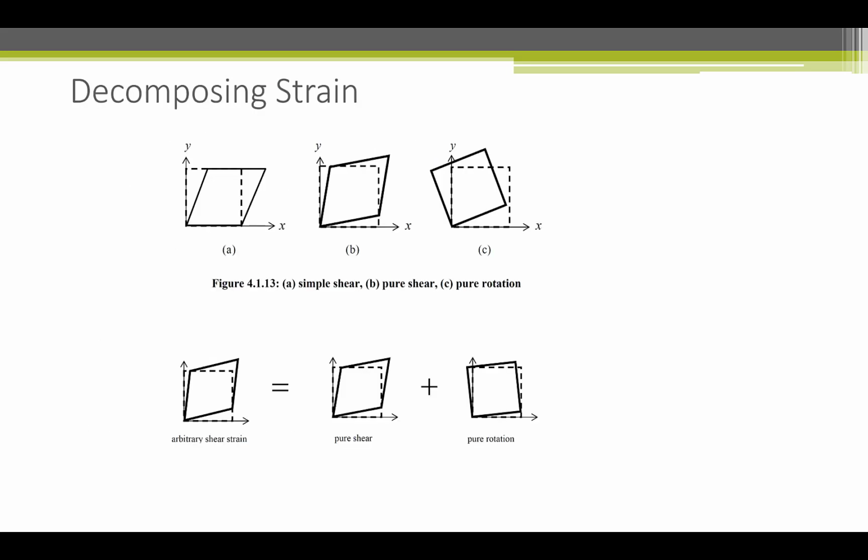If we decompose strain, we can see that this is simple shear. This block of material is squeezed as shown here. In pure shear, we can see there's symmetry where the shear is acting equally on both orthogonal axes, and we're getting a shape that's a rhombus. And then, of course, this is pure rotation, so there is no shear strain. We're rotating the coordinate axes a little bit. So any arbitrary shear strain can be made equivalent to pure shear plus pure rotation.